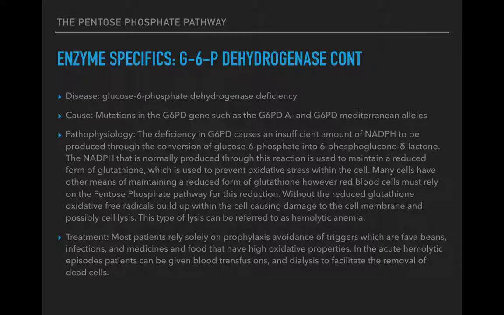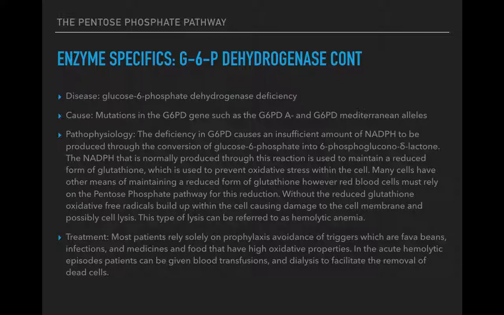The NADPH that is normally produced through this reaction is used to maintain a reduced form of glutathione, which is then used to prevent oxidative stress within the cell. Many cells have other means of maintaining a reduced form of glutathione. However, red blood cells must rely on the pentose phosphate pathway for this reduction. Without the reduced glutathione, oxidative free radicals will build up in the cell, causing damage to the cell membrane and possibly cell lysis. This type of cell lysis can be referred to as hemolytic anemia.